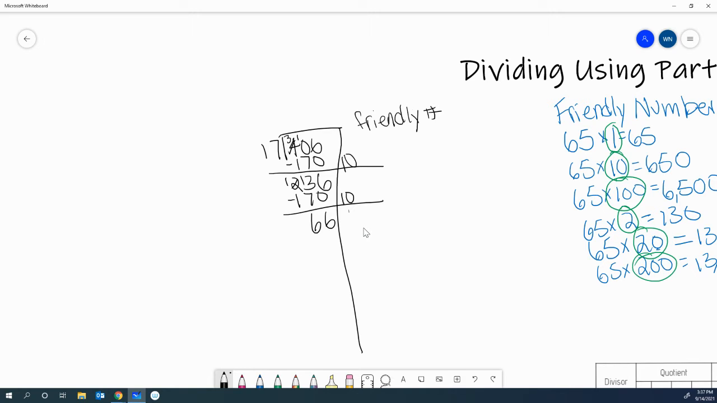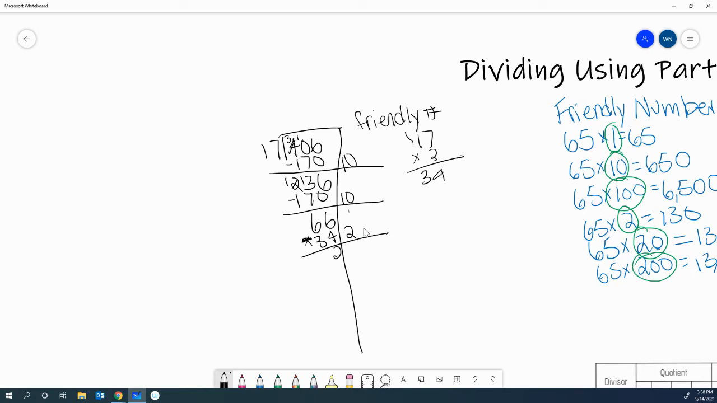So I have to find another friendly number. Let's try 17 times 2. I know my 2 times tables really well, so this should work. 2 times 7 is 14. 2 times 1 is 2, plus 1 is 3. 34. So I can use the friendly number of 2 and have 34 here. Oh, that should be a subtraction sign.